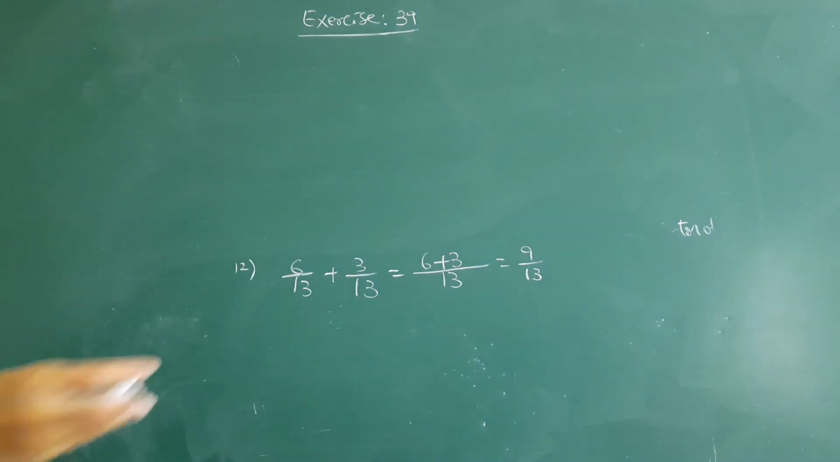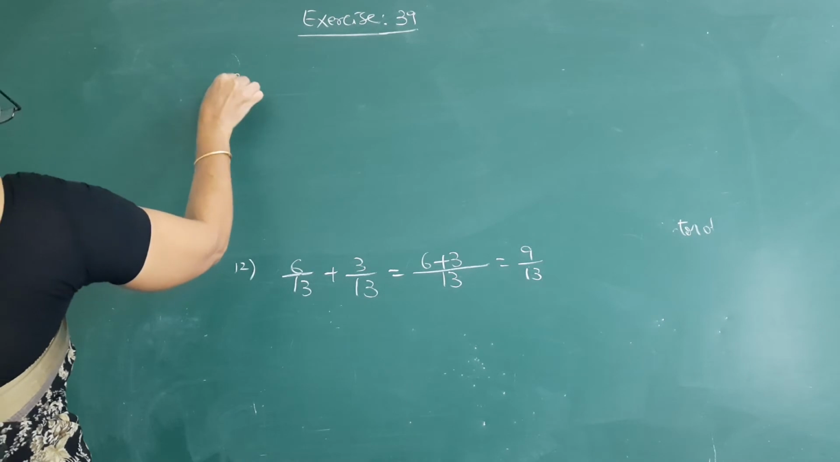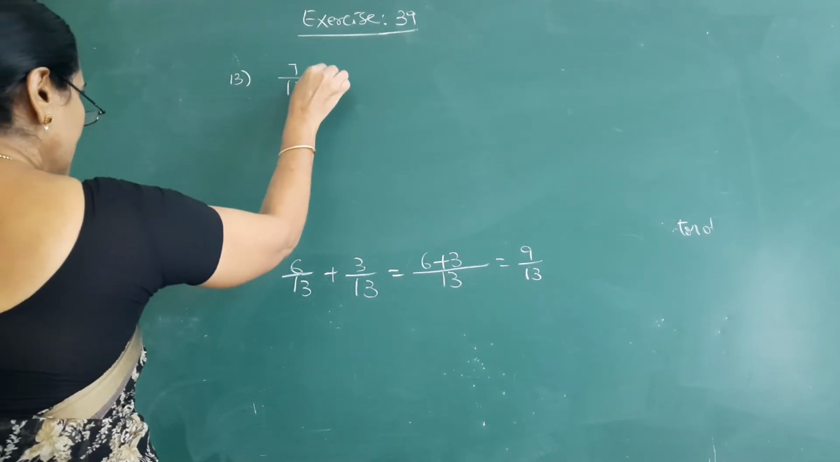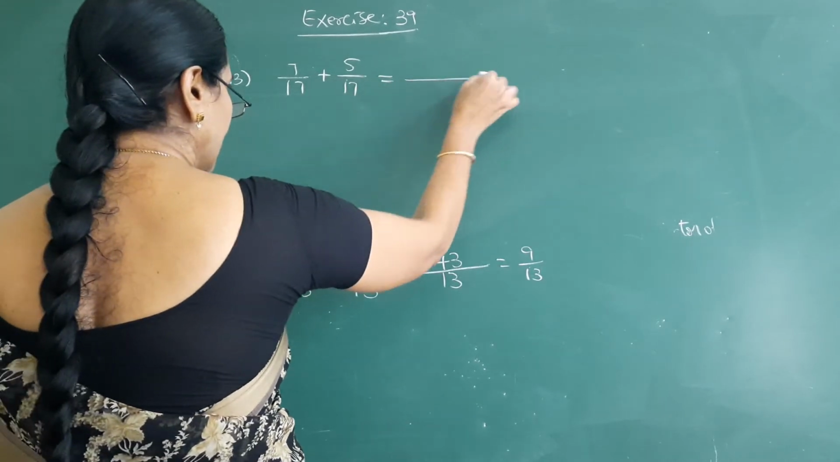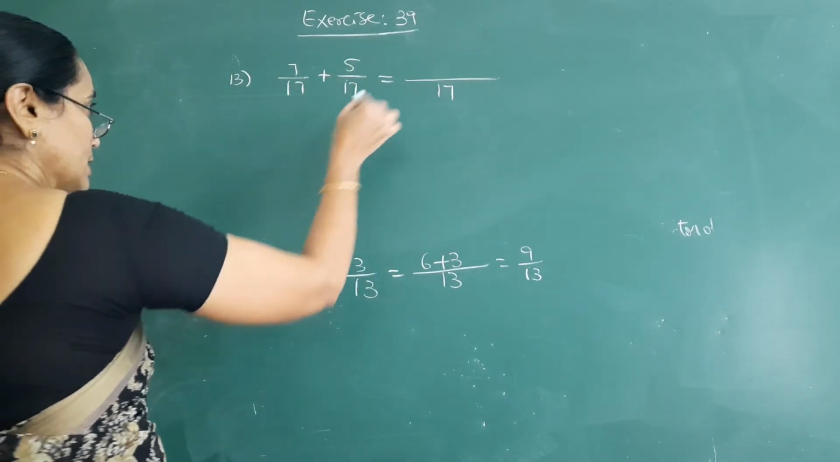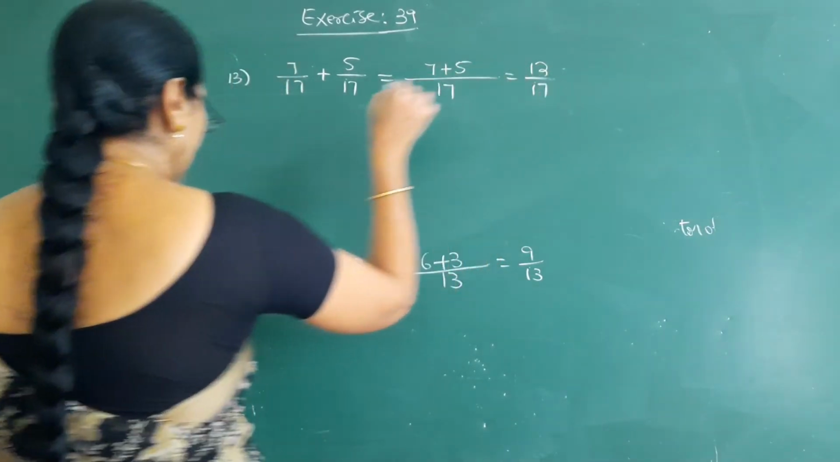12th problem. Sorry, this is for 13th problem. 7 by 17 plus 5 by 17. These are also like fractions. Write down the common denominator as the denominator. 7 plus 5, that is 12 by 17.